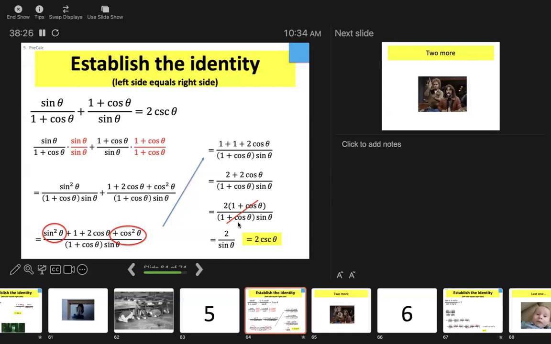Wait, how did it go? Okay, so I got 2 over sine theta, but how did it equal? 1 over sine theta is cosecant. So that would be 2 times 1 over sine theta, which is cosecant theta. So 2 times cosecant theta.